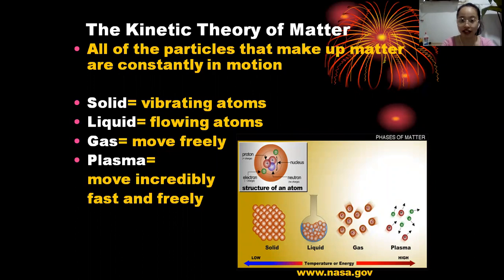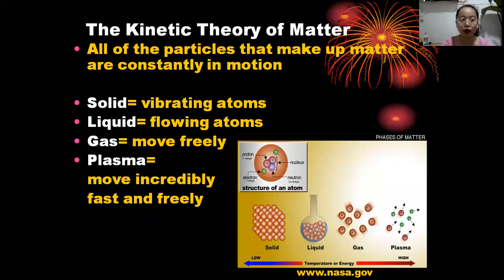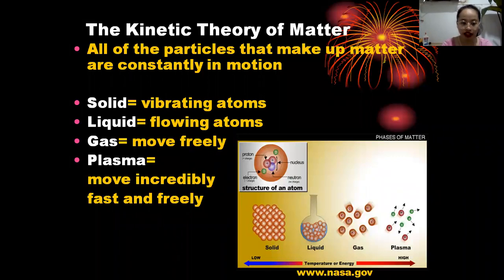We have the kinetic theory of matter. As I've said, all the particles or atoms of matter are constantly in motion. So we have here the four states of matter. We have the solid, vibrating atoms; the liquid, flowing atoms; the gas, which moves freely; and the plasma, which is very rare here in the world, and it can be seen in outer space like the sun and the stars. It moves incredibly fast and freely.